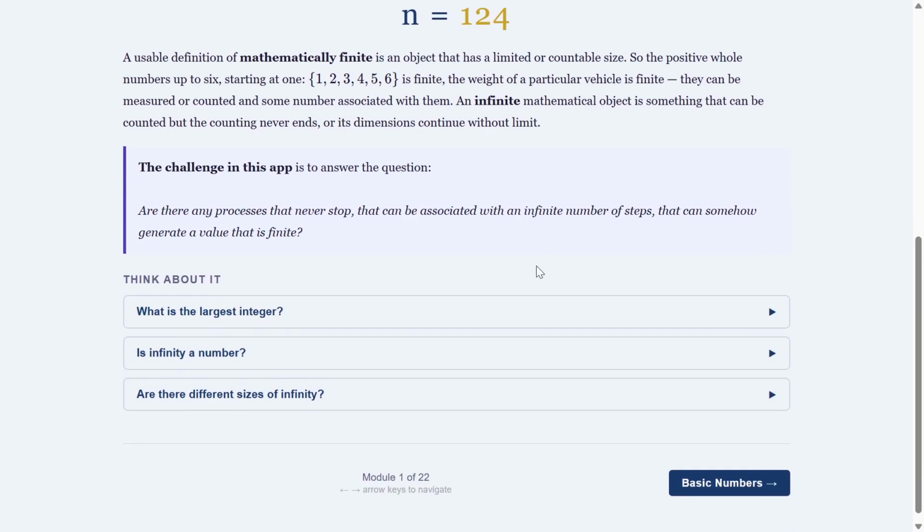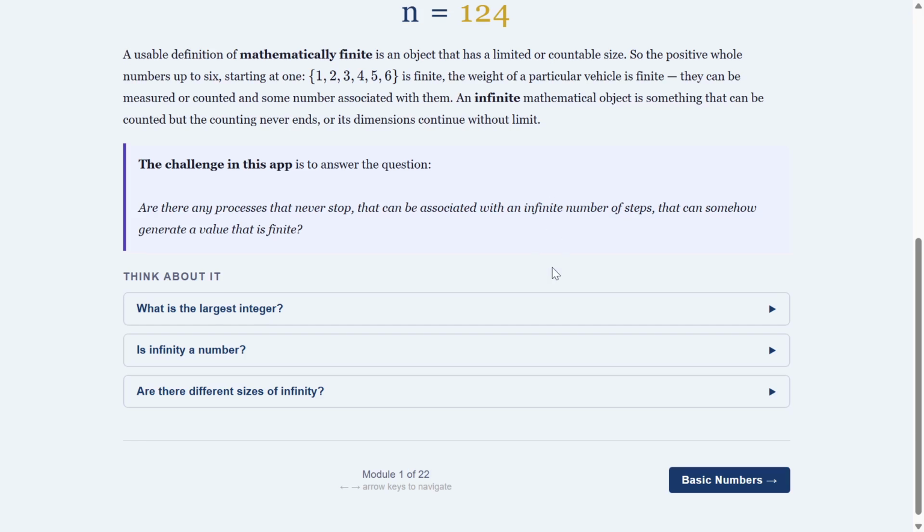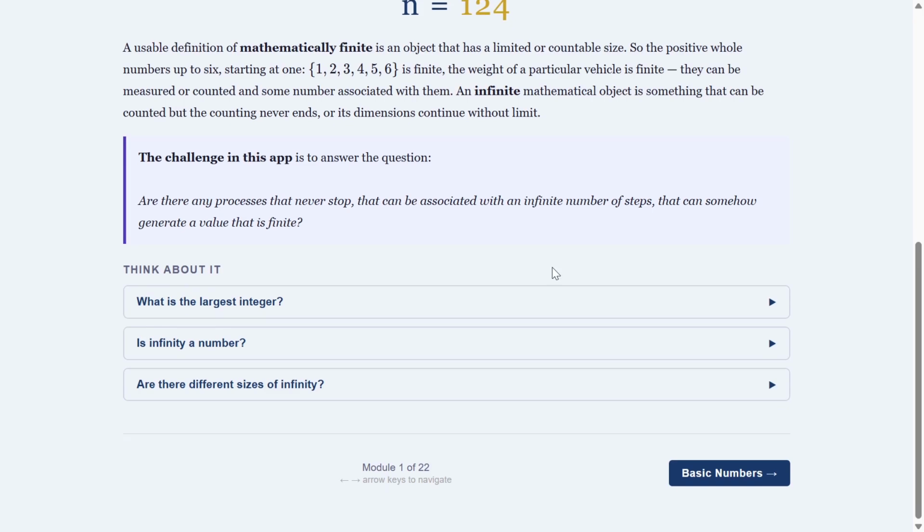Or if we're not using whole numbers, but we start measuring items like the weight of a particular vehicle, we can say to a certain degree of accuracy what the weight of a vehicle is. So its weight is finite. We can assign a number to it. So items that can be measured or counted and have some number associated with them are finite. In contrast to that, any object for which we cannot count or measure some property of it, then we can say that there is an infinite quantity associated with that item.